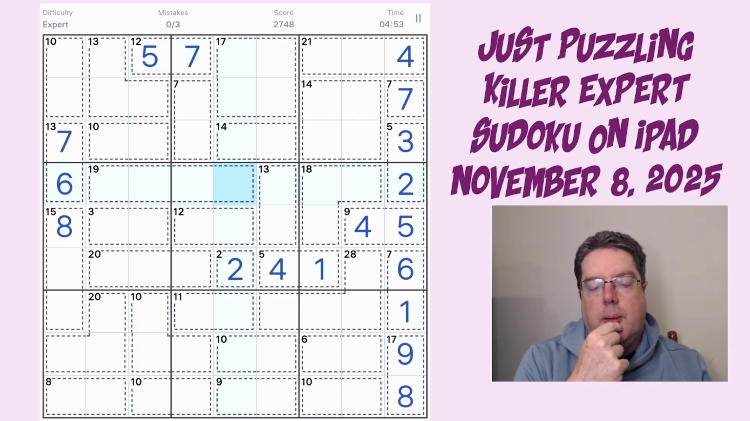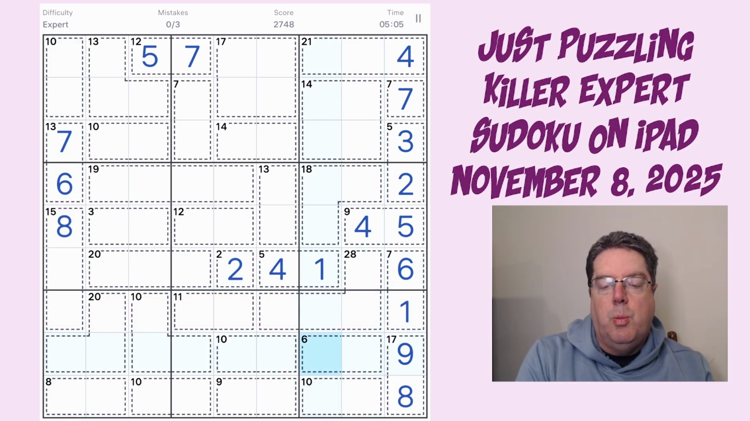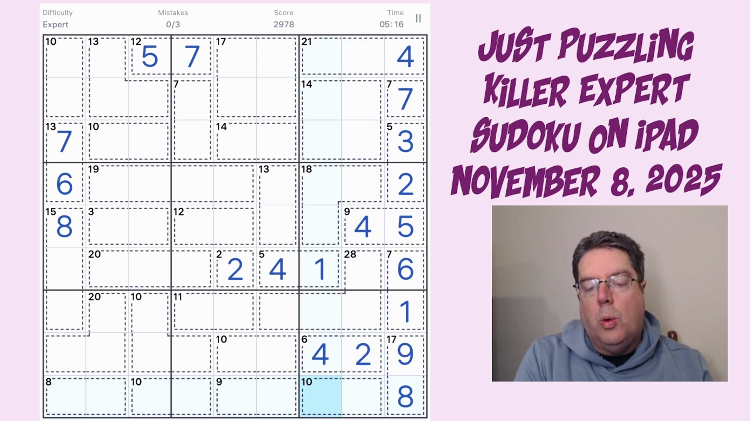So 1 and 6 is out, 2 and 4 can be there, 3 and 5. This can't be 1 and 5 because of that, so it's 2 and 4. Because of this 4 here, this is a 4, leaving this to be a 2. That means that this is 3 and 7, because 1, 2 and 4 can't be in there, so it only leaves us 3 and 7 there.